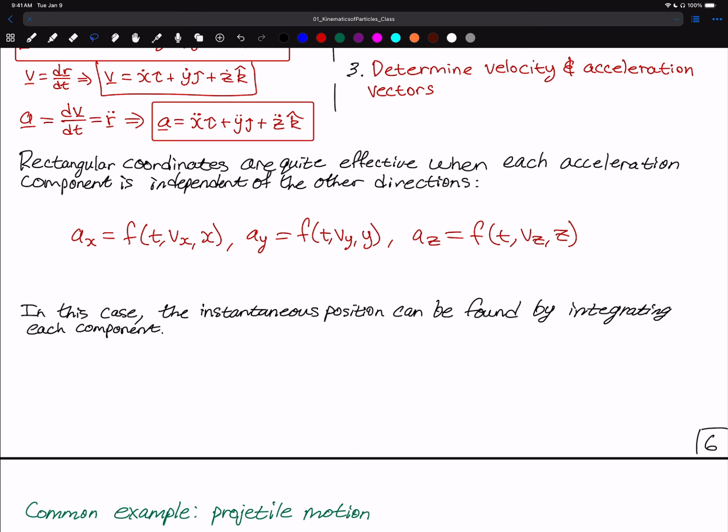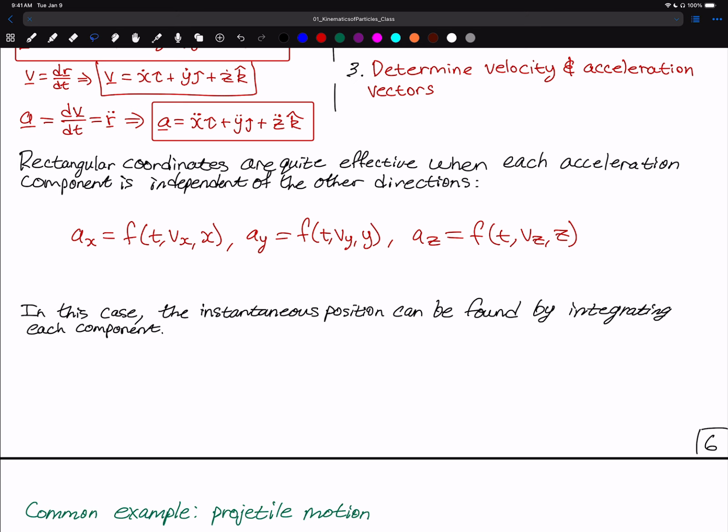Other times where it's very useful is if you would need mixed coordinate systems. For example, if you have a cart that's moving horizontally with a pendulum attached to it that's oscillating and rotating, that's a case where you're forced to use Cartesian because you have a mixture of two types of motion. We will do that example in class later.